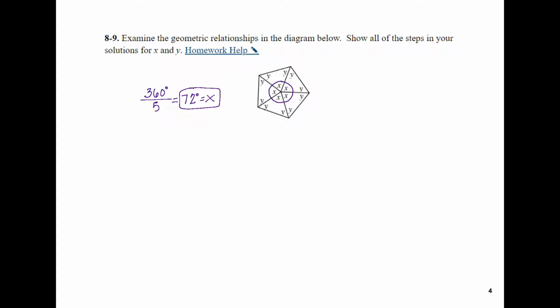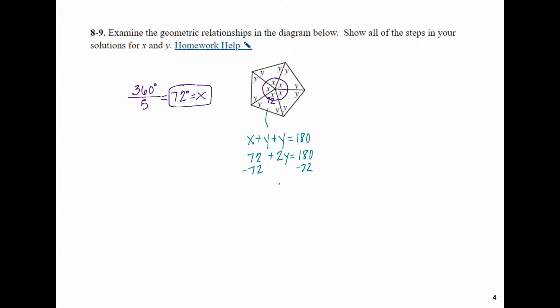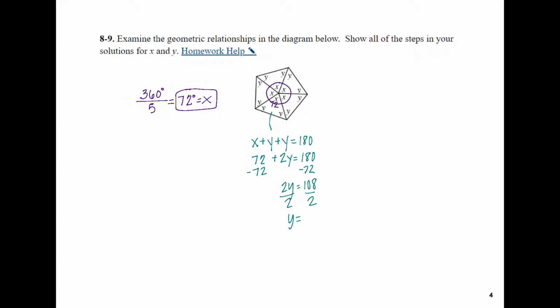In order to find y, I know that all of my angles inside my triangle equal 180. We know x equals 72 in this case. So using our inverse operations, we can take 180 and subtract 72 from that, which gives us 108. So 2y equals 108. We can divide by 2. So we know y is equal to 54 degrees.